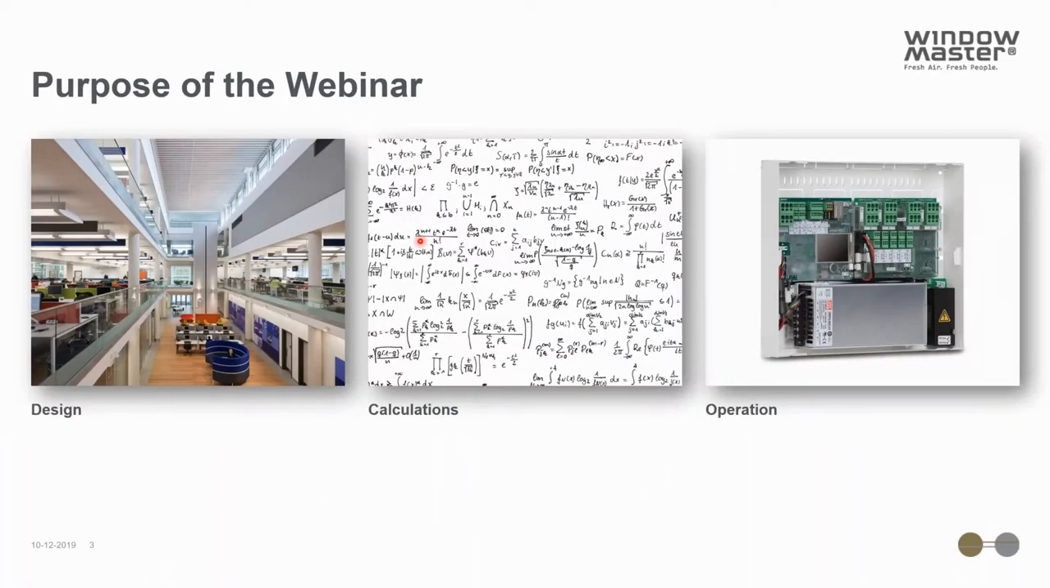The purpose of today's webinar is to talk about a successful natural ventilation system. To achieve a successful natural ventilation system, we need to think about design and operation. At Window Master, we are experts in creating the control systems that operate natural ventilation, which is something we have been doing for the last 25 years.